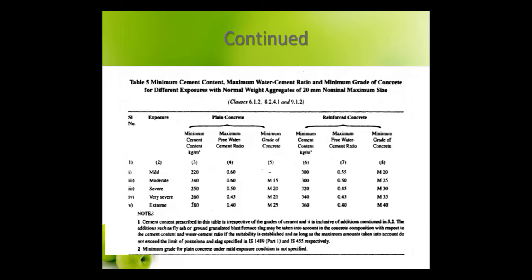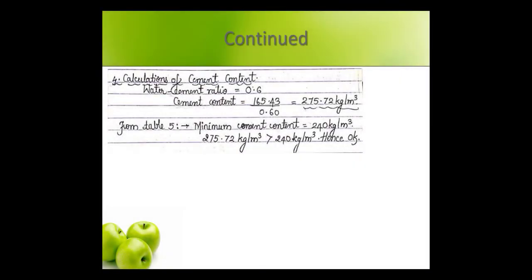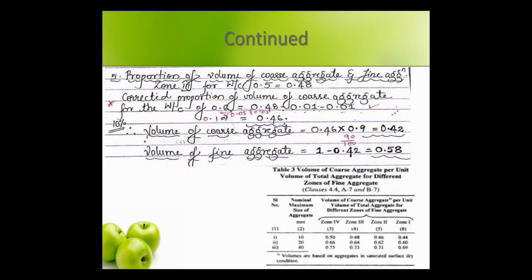You can see here the minimum cement content for moderate condition is 240, and we are getting more than 240. So our design is correct. So next, the fifth point, that is proportioning of volume of coarse aggregate and fine aggregate.